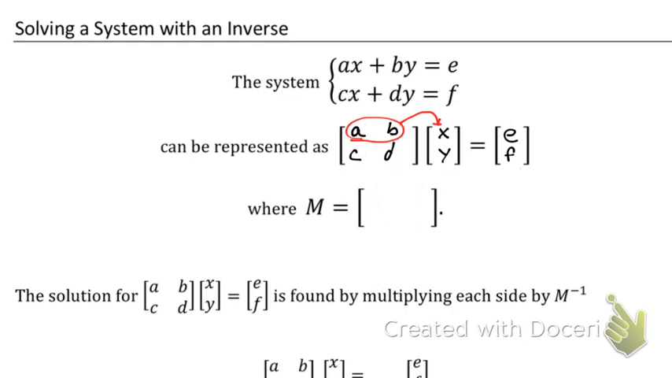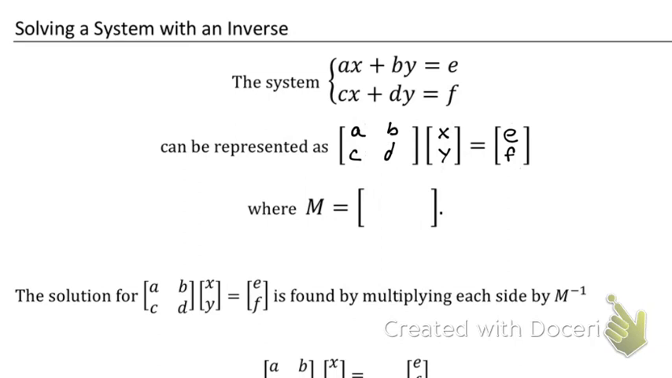If we do row times column, I come up with A times X plus B times Y. Yeah, that's what I had here. If you did it with the next row, you'd have C times X plus D times Y. You come up with the next one. So yeah, that is the exact same thing as the system that I wrote out.